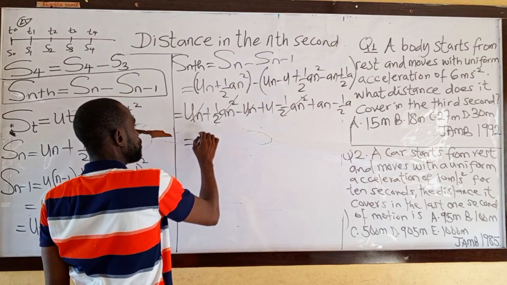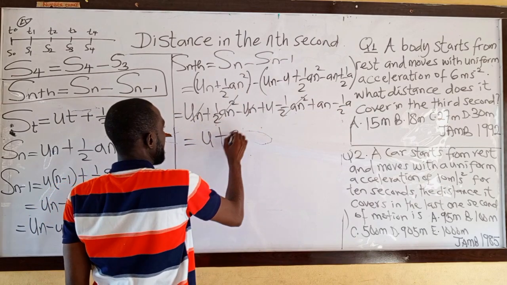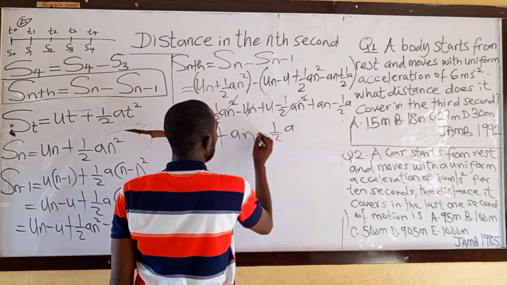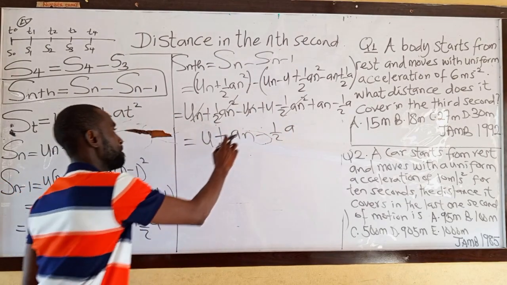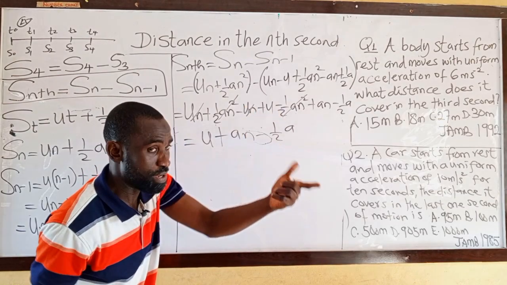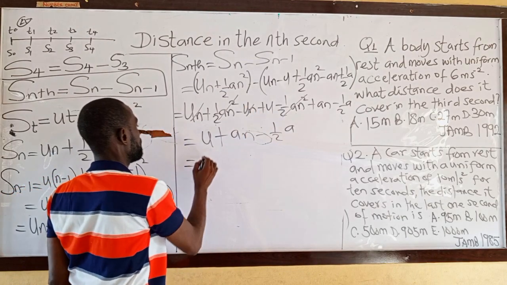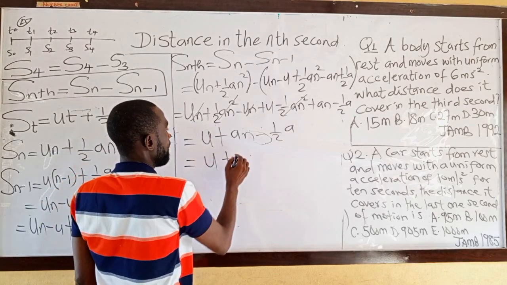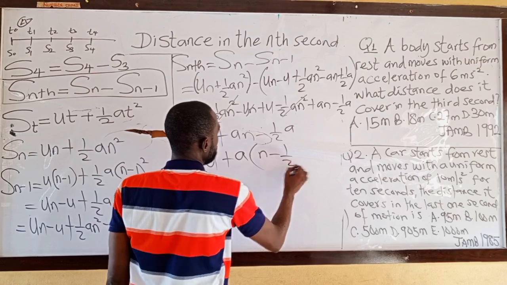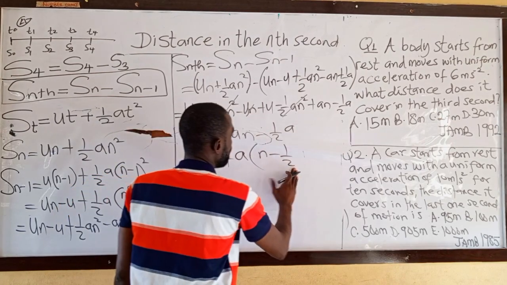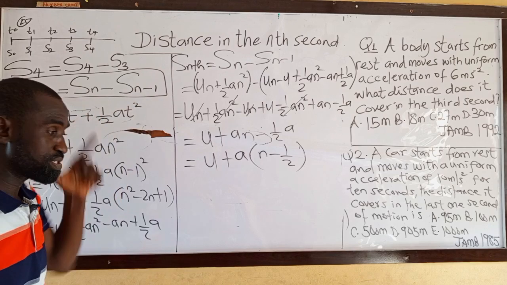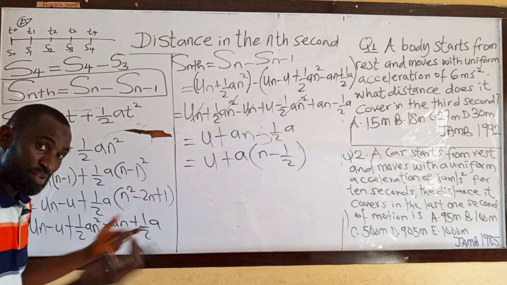Now having u plus an minus half a. So it will now be u plus an minus half a. The next thing comes between an and half a is common. I can factor a out. Now we having u plus, if I bring my a out, I'll let it what now? N minus what now? Minus half. So we can use this formula for a distance covered by a body in the nth what now? Second.